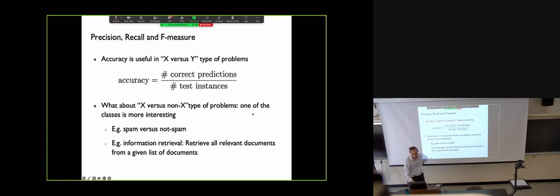Let's see a bit what we mean by some more accurate measures, apart from accuracy. Generally, accuracy is very useful when we have x versus y problems. For example, if we predict cats versus dogs, but the data set was larger, we also had bears, lions, and so on. But when we just talk about x versus non-x, like cats versus non-cats, or spam versus non-spam, then we have these error measures called precision and recall, which are more helpful.